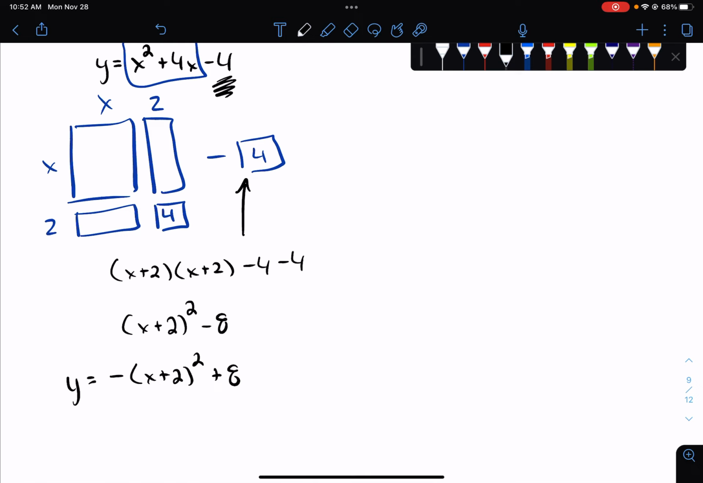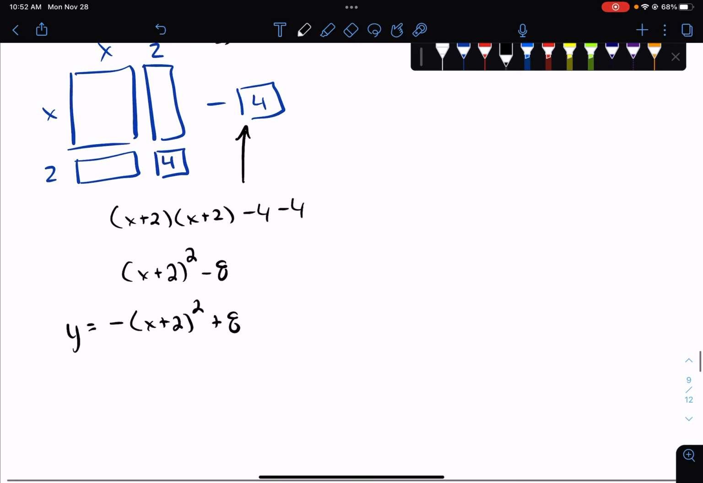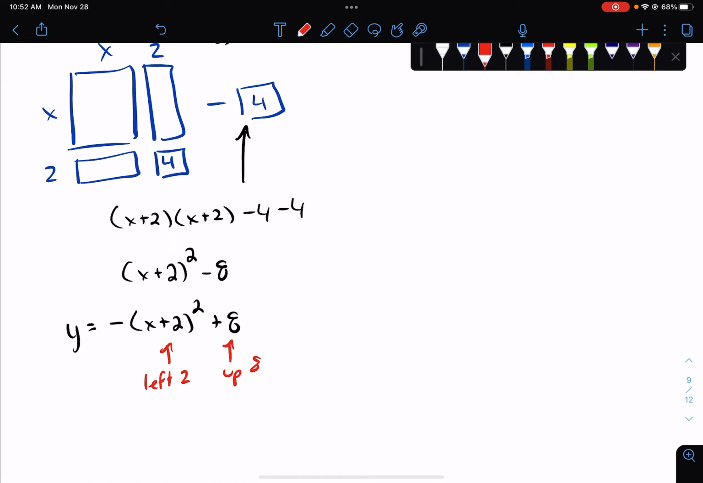So that's what my equation looks like when I rewrite it after completing the square, which tells me that I'm going to go left 2 and I'm going to go up 8. So that means I'm going to have a maximum of 8. And I know it's a maximum because this negative tells me that I'm going to be upside down. So that 8 represents the maximum.